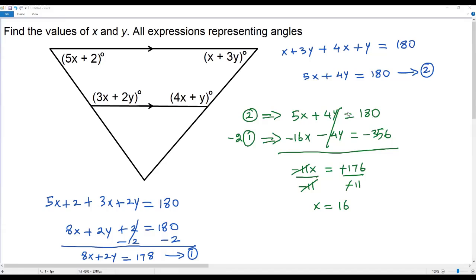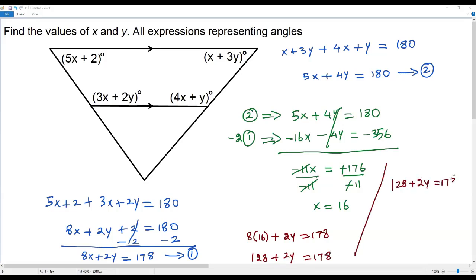So now what I need to do is solve for y. So for that, I have to plug in x = 16 into one of the two equations. So I'm going to plug in x = 16 into the first equation. So that is for this x. Let me do it. So 8 times 16 + 2y = 178. 8 times 16 is 128. Okay, let me write the equation over here. That is 128 + 2y = 178.